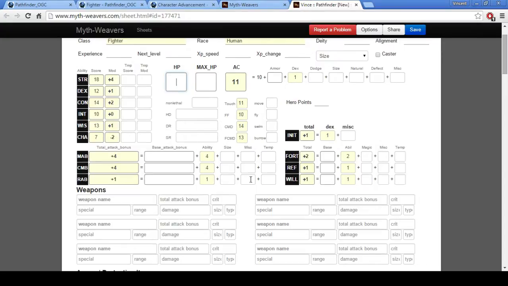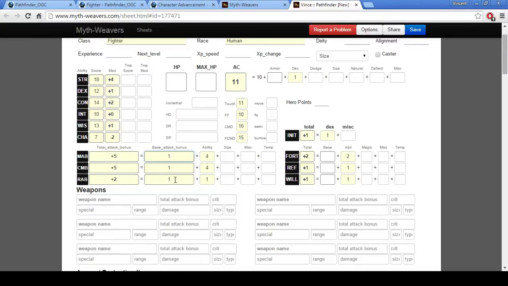All right, so first thing first, base attack bonus. Our base attack bonus is 1, so we're going to write that in there. And that's going to populate it. By the way, when it says MAB, CMB, and RAB, this is melee attack bonus, ranged attack bonus, and combat maneuver bonus. Basically what it's done here for you is shown you what your chance to hit somebody is. But we're not going to deal with that just yet.